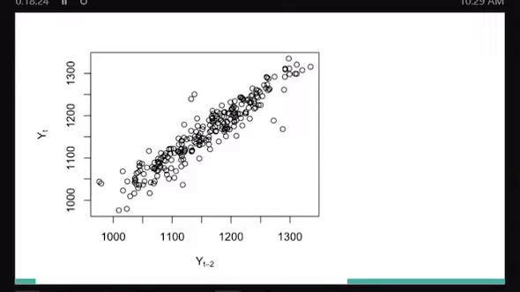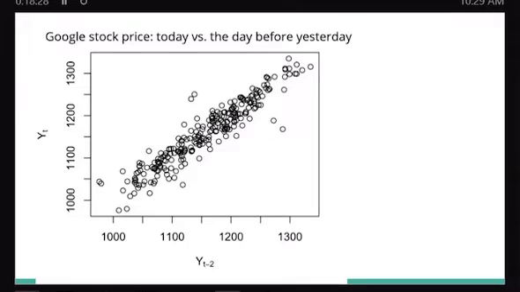I want to go into this now. If I talk about Google stock price, but let me first tell you this. We have so many examples of time series. It could be the number of visitors that visit our bank weekly. It could be the amount of money you make every week.